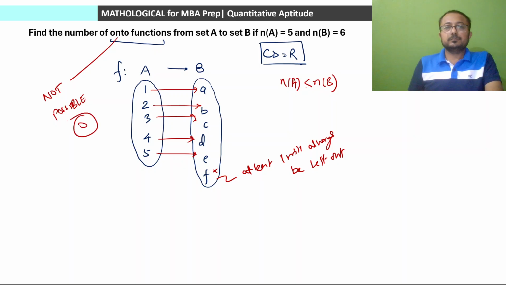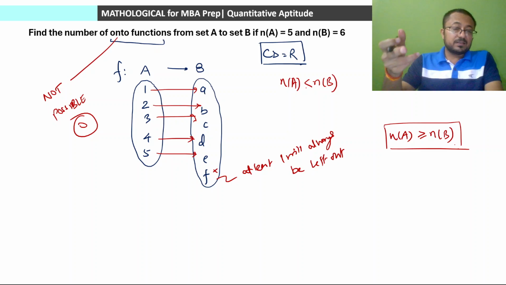Zero, because the condition for an onto function is that the number of elements in set A must be greater than or equal to the number of elements in set B. Only in that case is an onto function possible. But since that is not the case here, the number of onto functions will be 0. Okay.